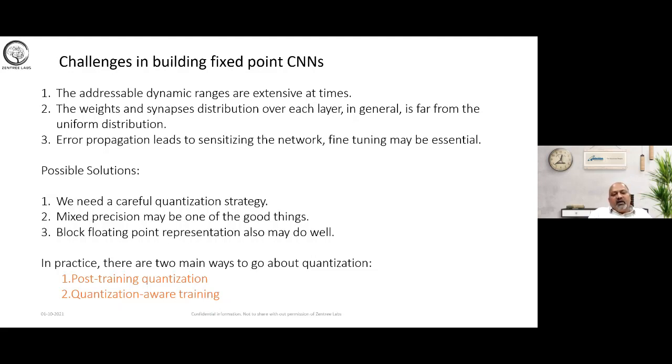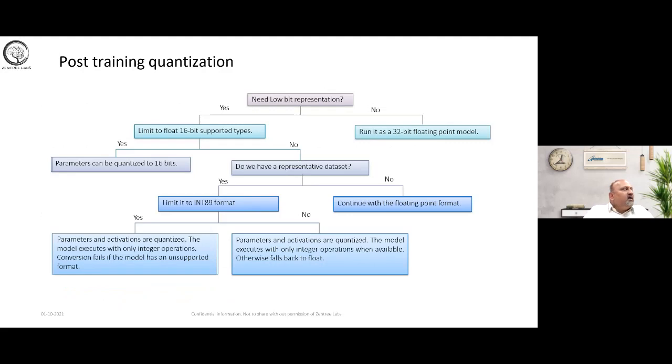And then in practice there are two main ways to go about quantization. One is post-training quantization and the other is quantization-aware training. These are terminologies introduced by people in recent times, maybe over the last couple of years. Now post-training quantization is about the case where I already have a trained model with me, and I just want to quantize all the weights as well as the synapses there. So the first question is, do you need a low bit representation?